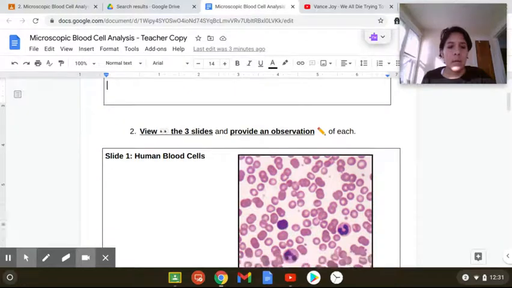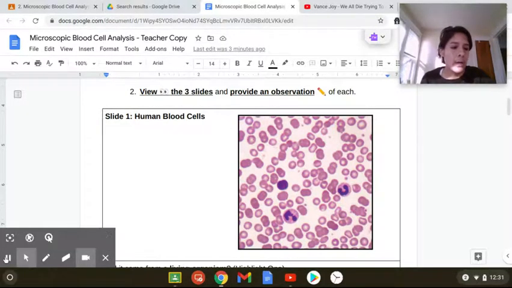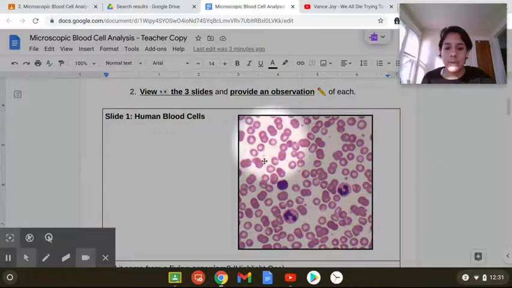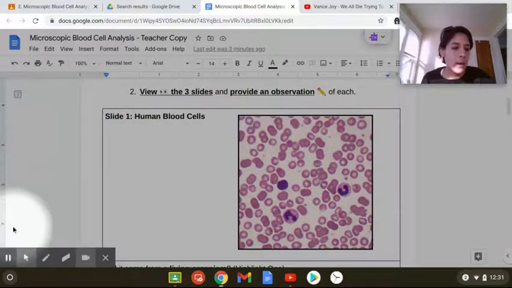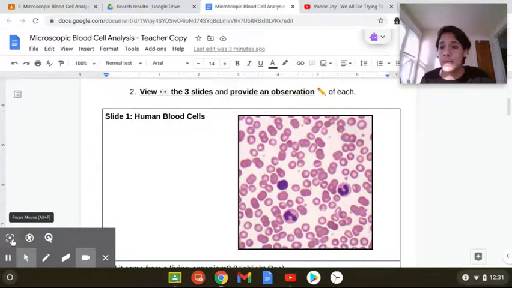Next, we're going to talk about the next part of the assignment. So for step 2, you're going to view the 3 slides and provide an observation of each. So each slide, so this is the human blood cell, are going to have some different cells on them. Okay, and what I want you to do here, the main point of this assignment, is to provide a really detailed description of each slide that you see.